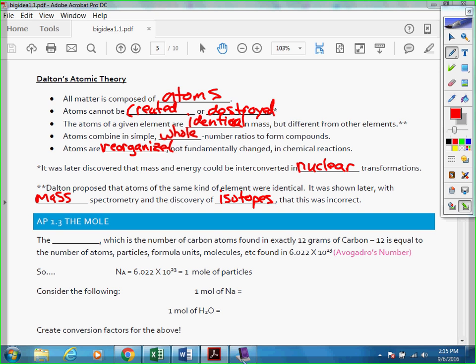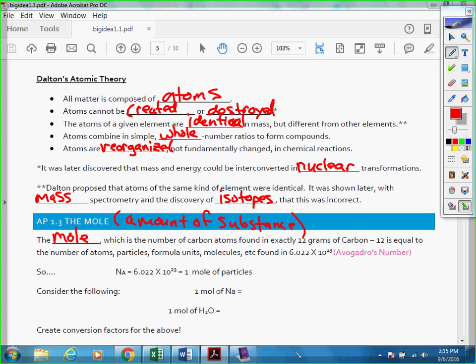Okay, so that moves us into the mole. The mole is very simple. The mole means the amount of a substance. The mole, which is the number of carbon atoms found in exactly 12 grams of carbon-12, is equal to the number of atoms, particles, formula units, molecules, etc., found in 6.022 times 10 to the 23rd.